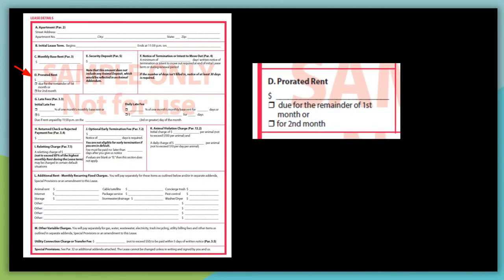In Section D, you will find information about prorated rent. Rent is prorated when you move in or out at a time other than the first of the month. For example, if you move in on the 15th of a 30-day month, then your rent will be prorated to half a month's rent.